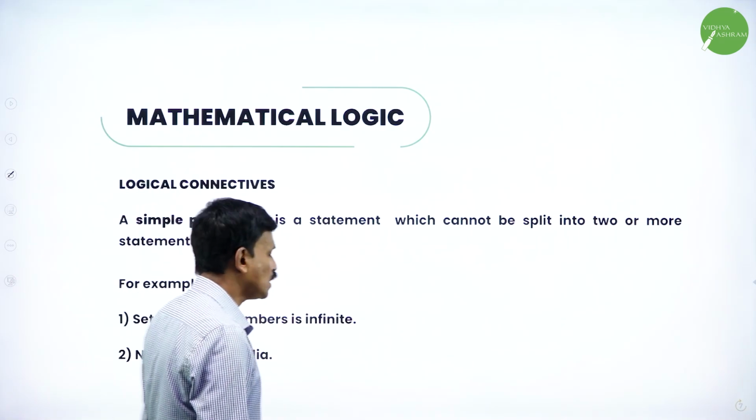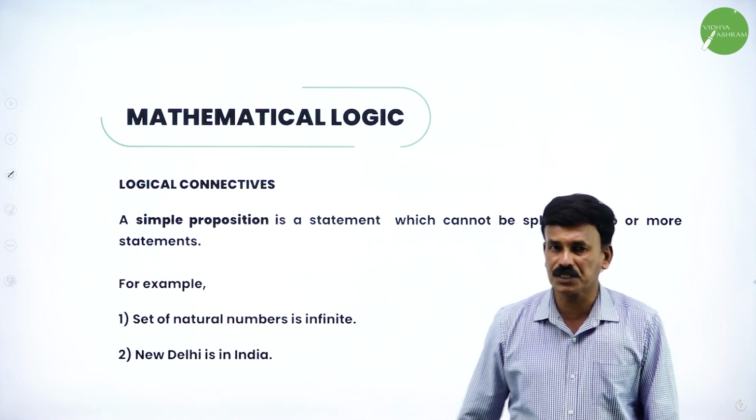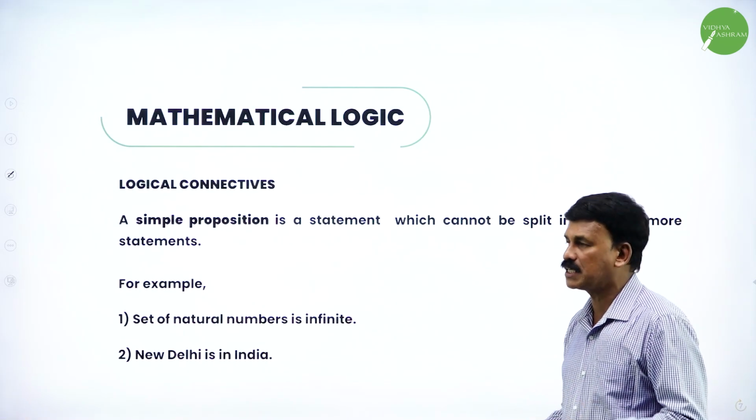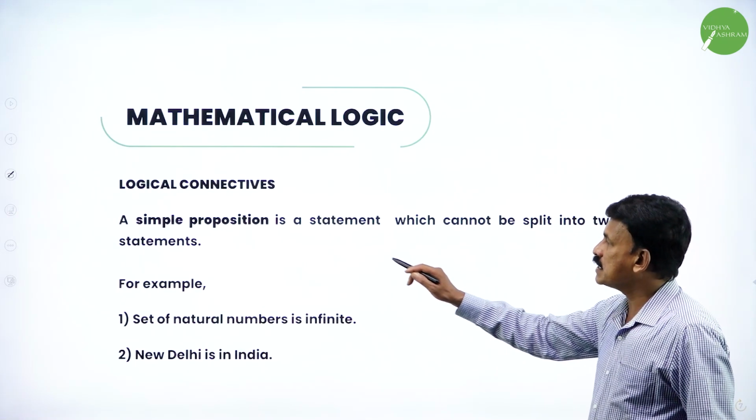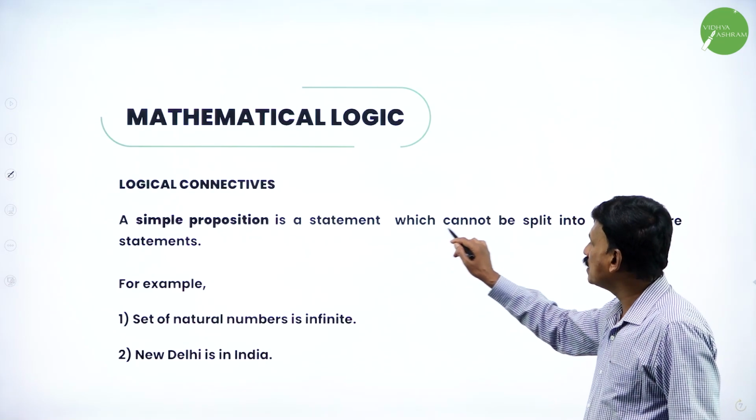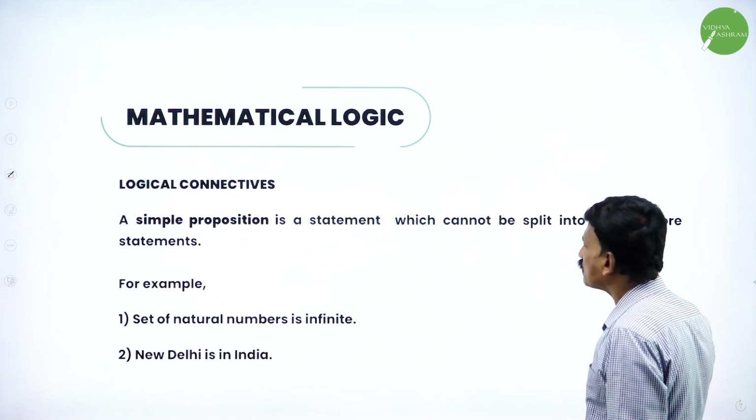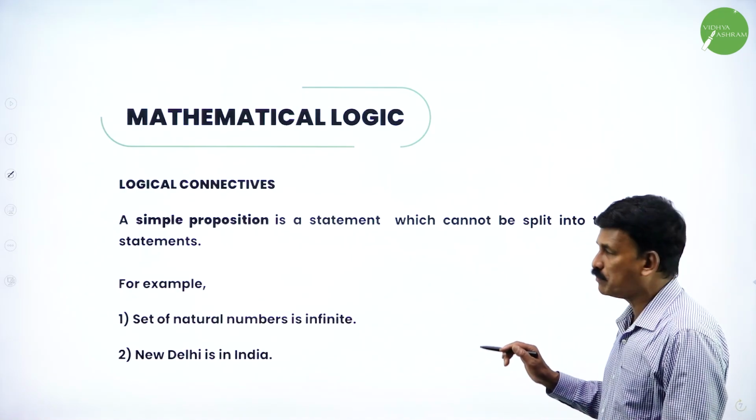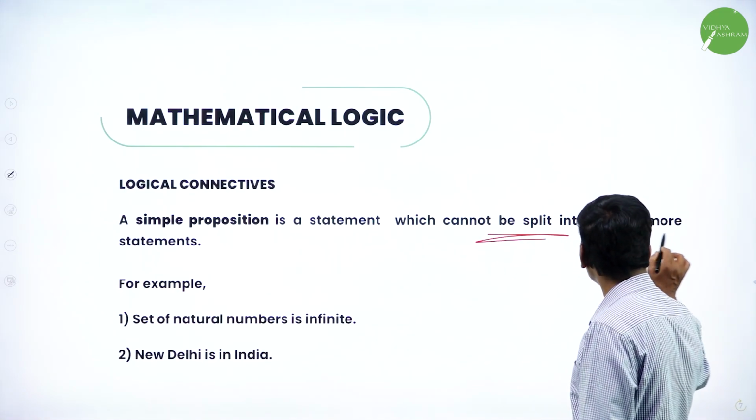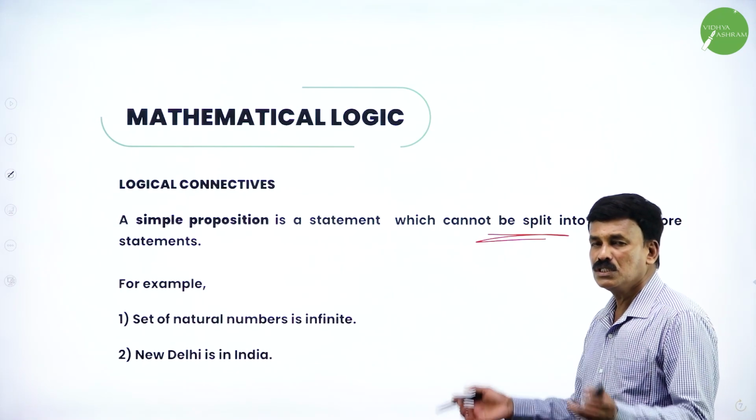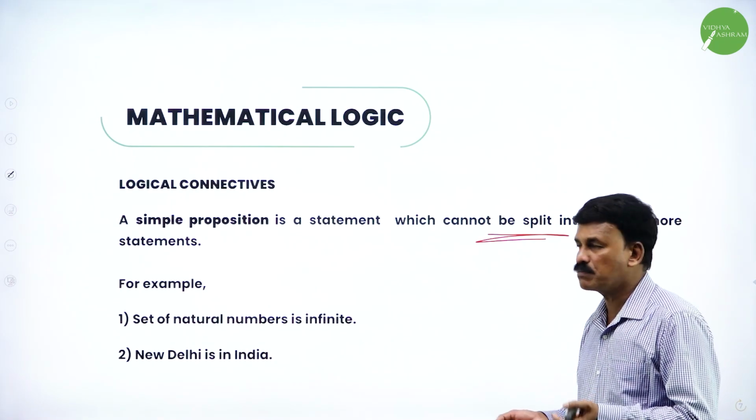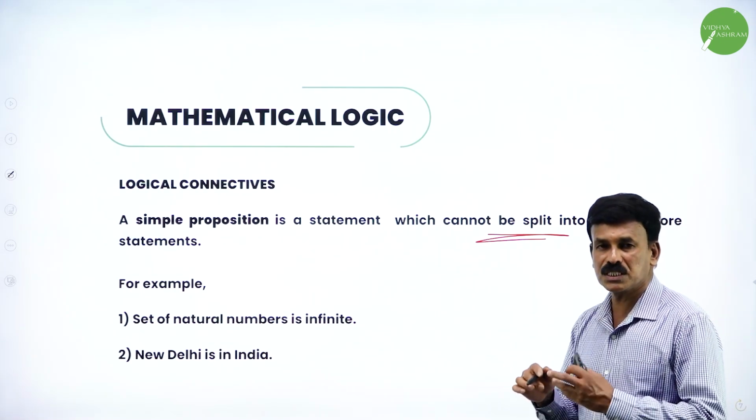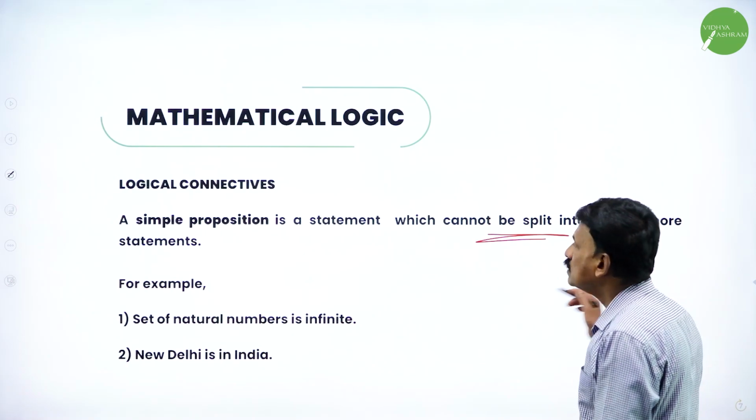Now, logical connectives. So what are logical connectives? Any two simple sentences can be connected to get a compound statement by using a connective. A simple proposition is a statement which cannot be split into two or more statements. If we split it into two or more statements, then it is called a compound proposition.